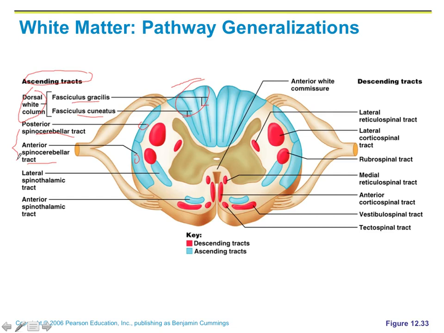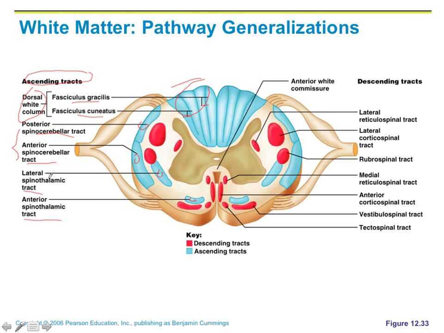So this is the anterior and posterior spinocerebellar tract. Okay. Now let's talk about this one. This one is the lateral spinothalamic tract. And this one is the anterior spinothalamic tract. Okay. So what are the functions for these two tracts?